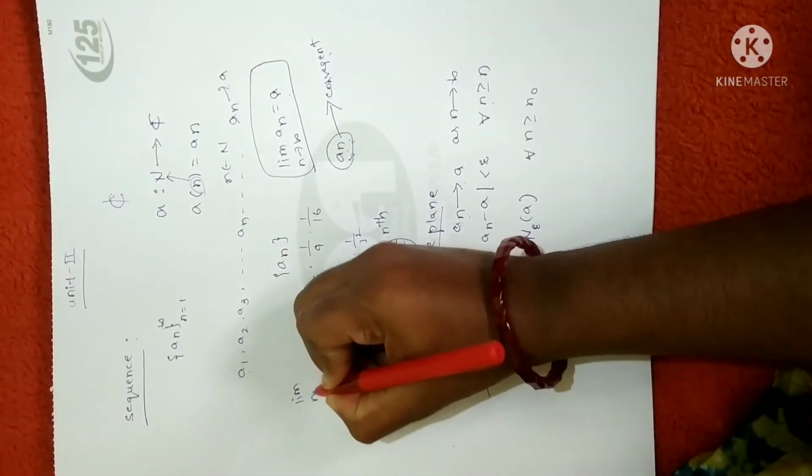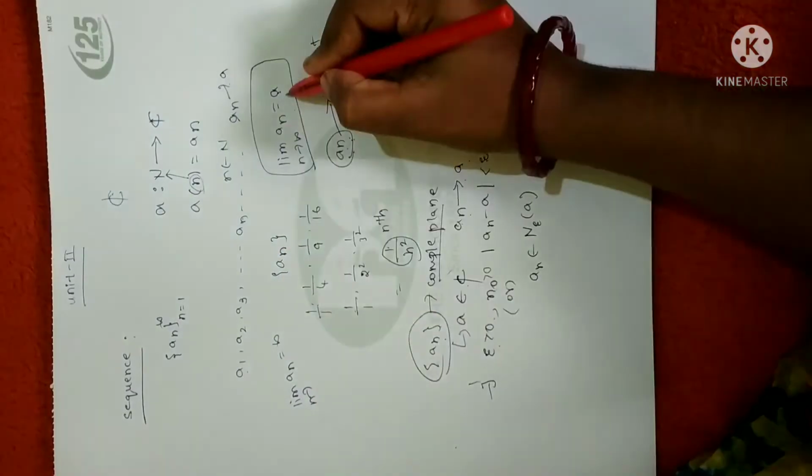And suppose limit n tending to infinity of an is equal to a, meaning that in place of an, what we have is a.